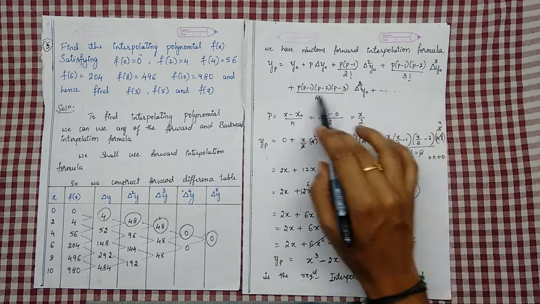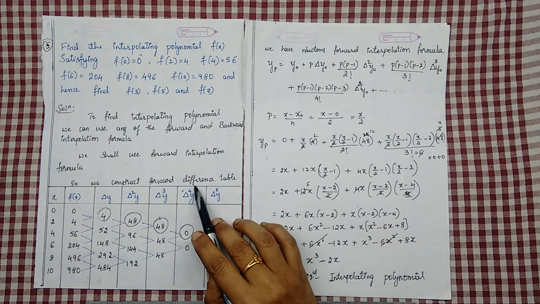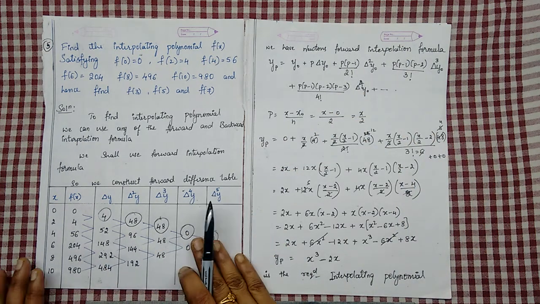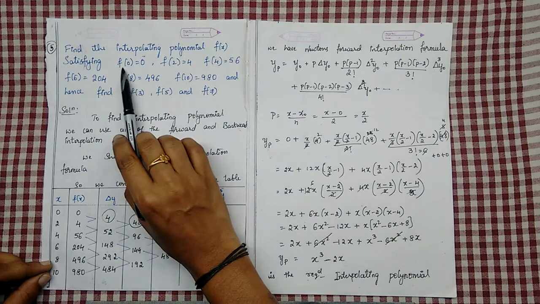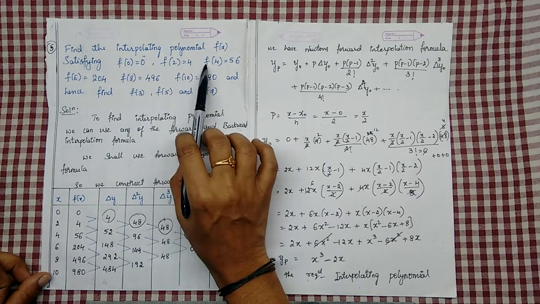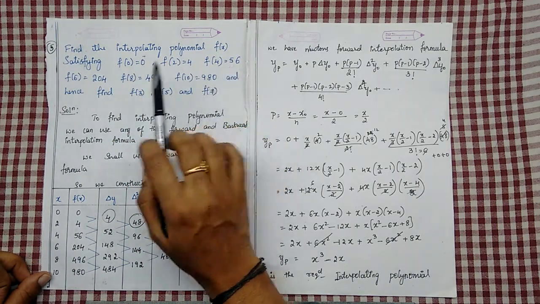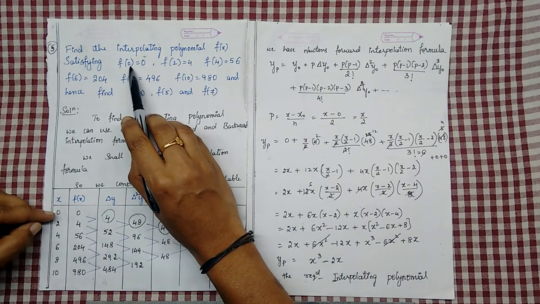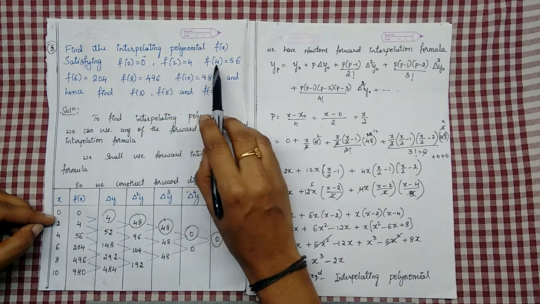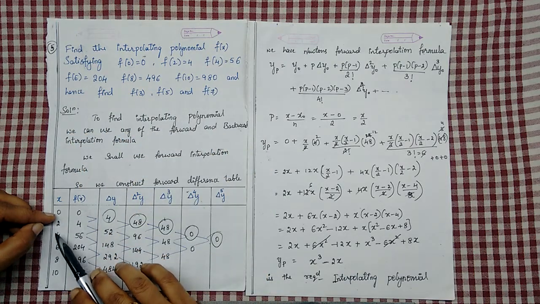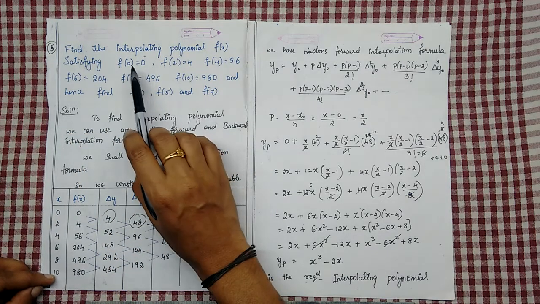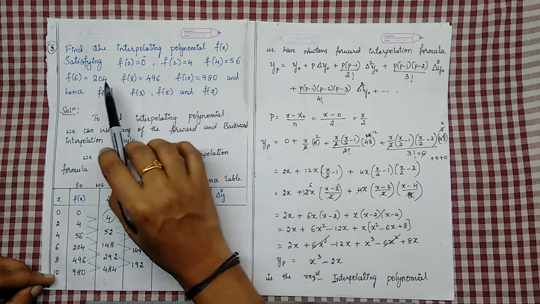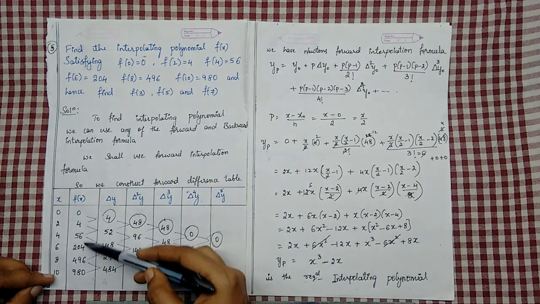For this, the corresponding difference table you have to construct, that is the forward difference table. You know how to construct this difference table. How I have constructed this difference table: f of 0 is equal to 0, f of 2 is equal to 4, f of 4 is equal to 56. Likewise, the values are given. The values inside this bracket are x values: 0, 2, 4, 6, 8, 10. And the corresponding values of y are 0, 4, 56, 204, 496, and 980.